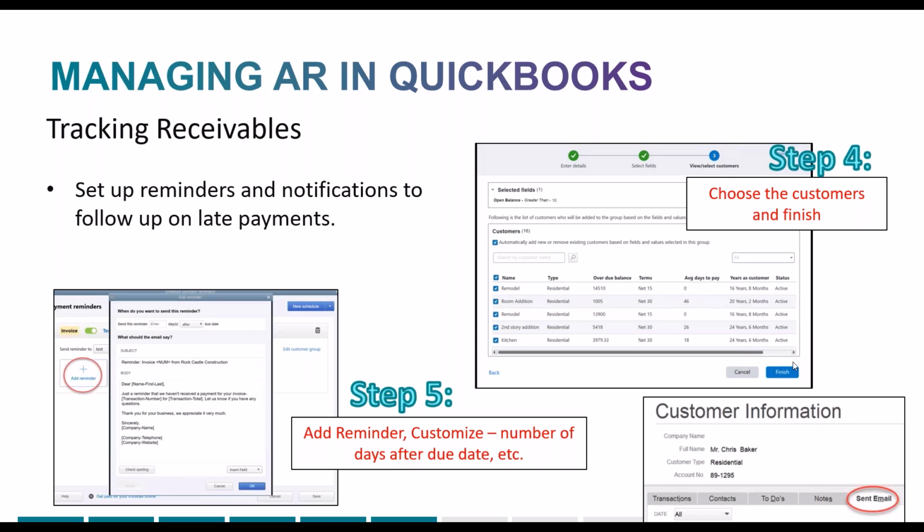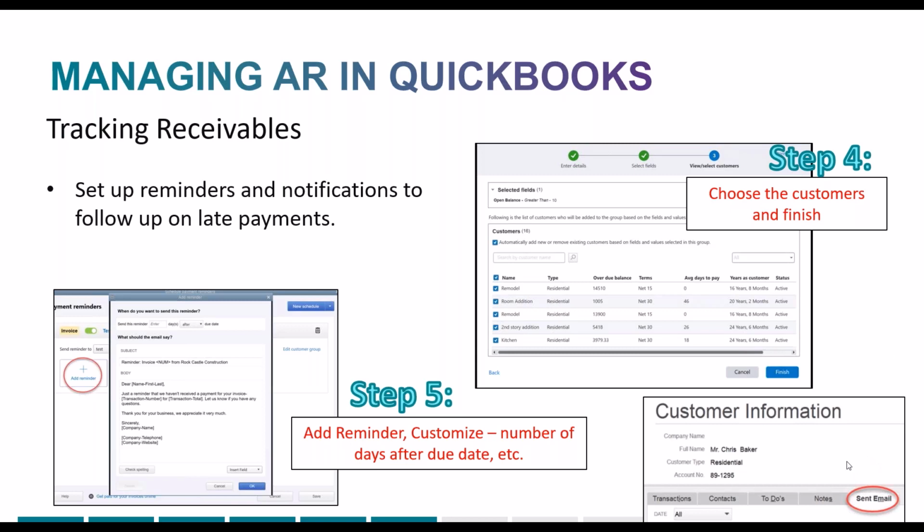The next thing is to actually create the reminder. Again, this is a one-time setup. So you set this all up in the beginning, and then it's going to run for you. So now we're adding in the reminder, and you're going to customize it. You're going to send it how many days after the due date or before the due date, whatever it happens to be. And you have the verbiage. You can change it around. You can add in fields to automatically populate. It's pretty helpful. And that is pretty much all you need to do. Then you'll hit OK, and it'll all be done.